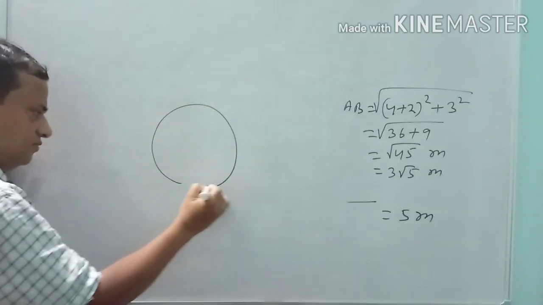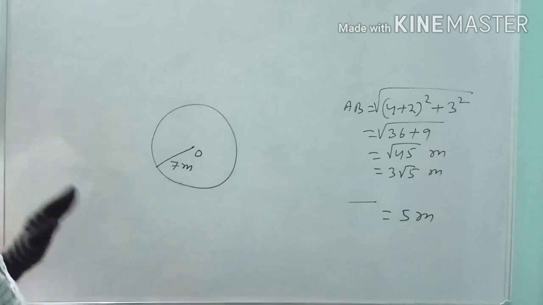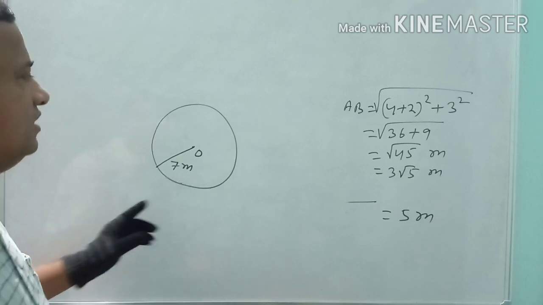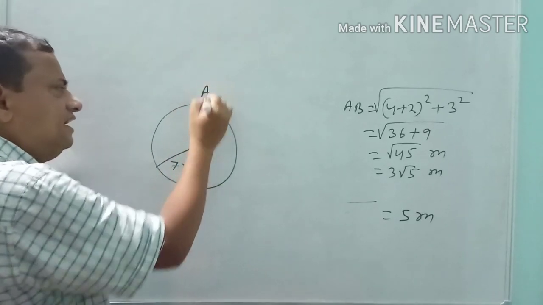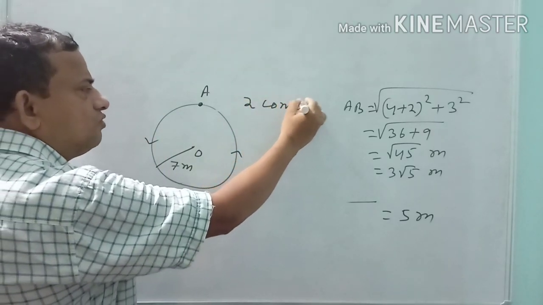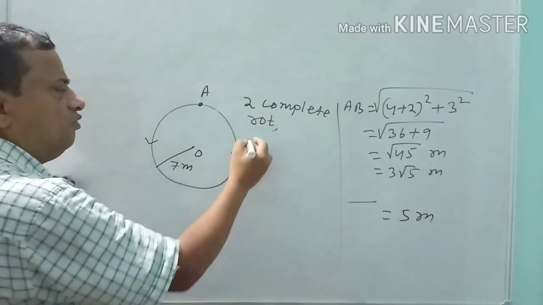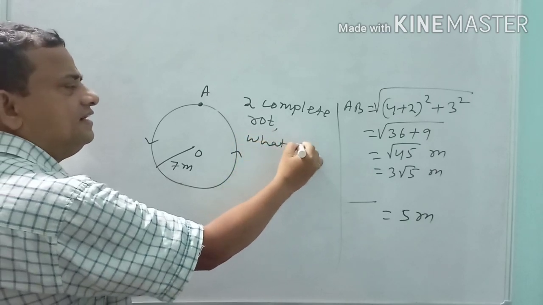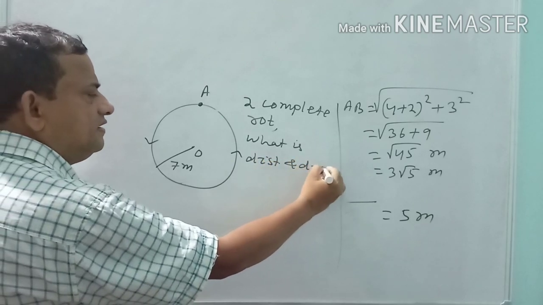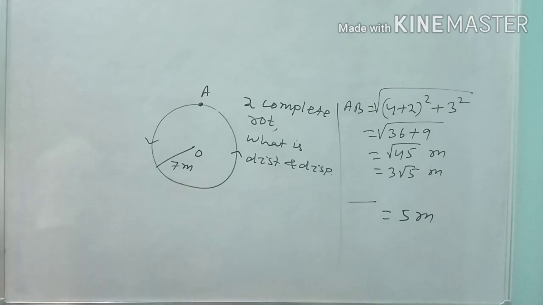Suppose here is a circle or circular path. O is its center, its radius is 7 meter. Suppose one starts here, point A, and after two complete rotations, what is the distance and displacement? It makes two complete revolutions or two complete rotations.